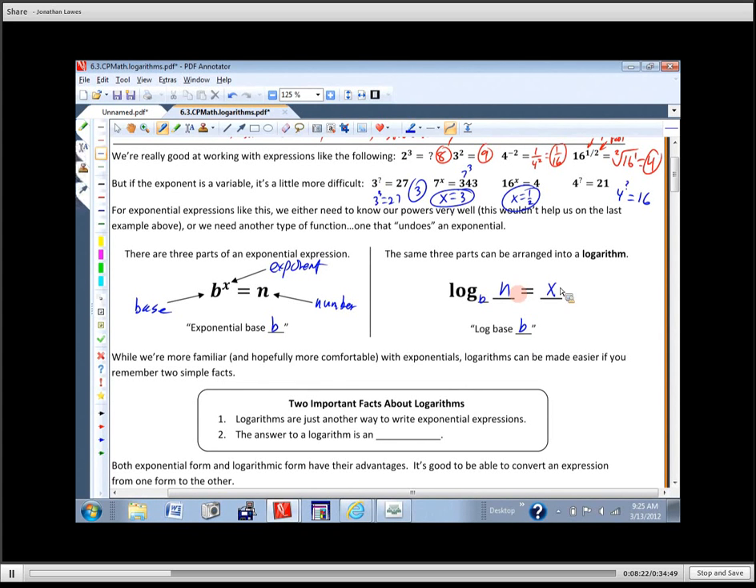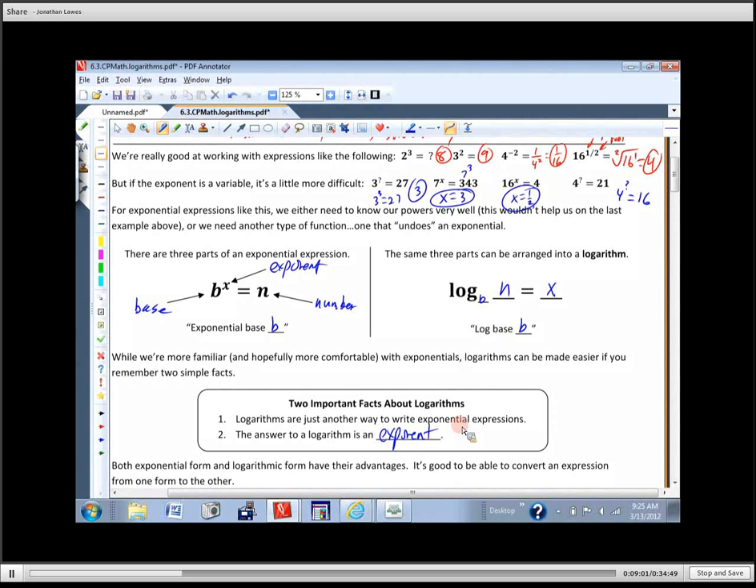So you've got to be really familiar with how logarithms and exponentials are related. And if you remember a couple things, I'm convinced logarithms can be made much easier. There are 2 things that, if you remember them about logarithms, logarithms generally are a piece of cake. The first thing is, logarithms are just another way to write exponential expressions. If you can write this exponential expression, you can write this logarithm. If you can write this logarithm, you can write that exponential expression. The key to knowing where to put these 3 numbers is this: the answer to a logarithm is an exponent.